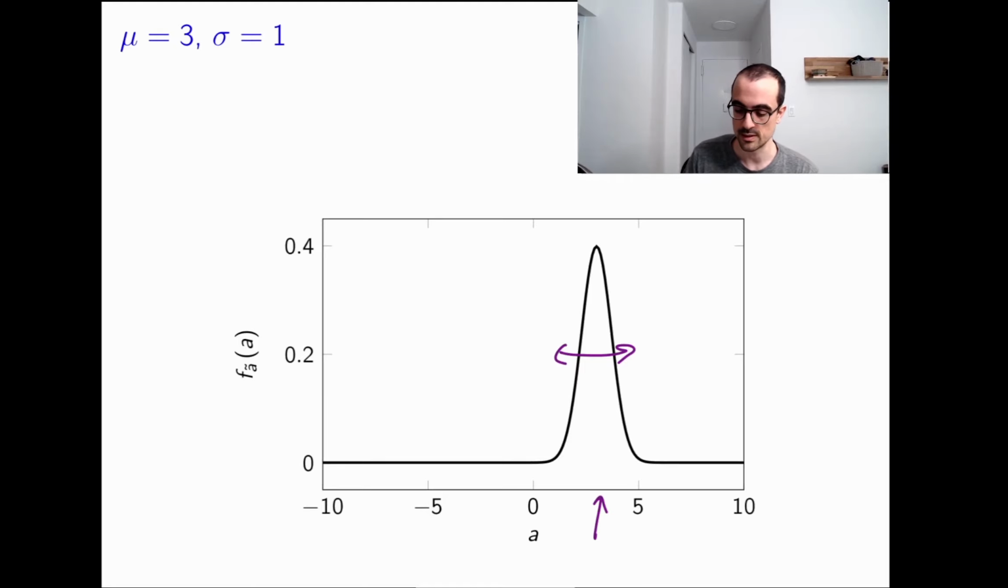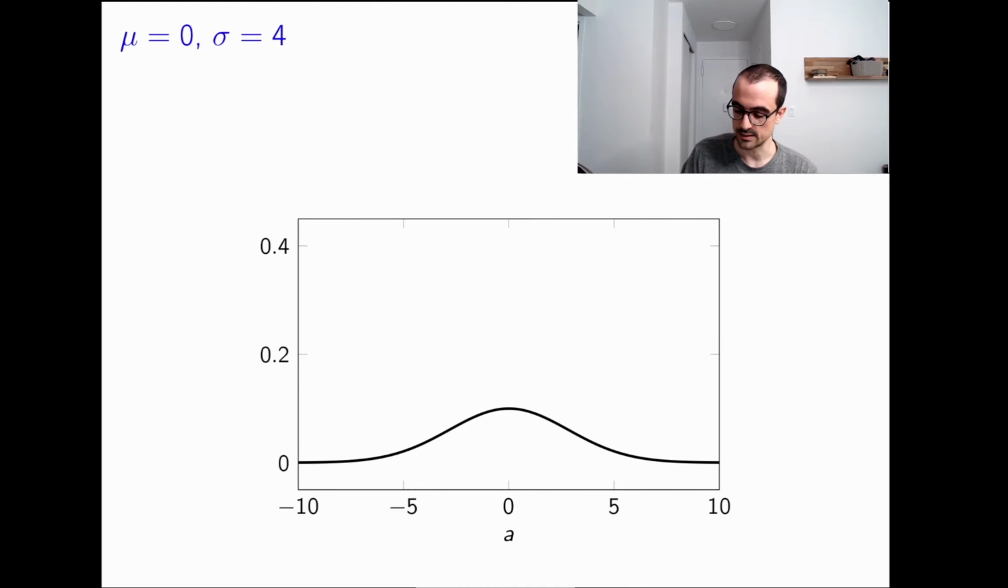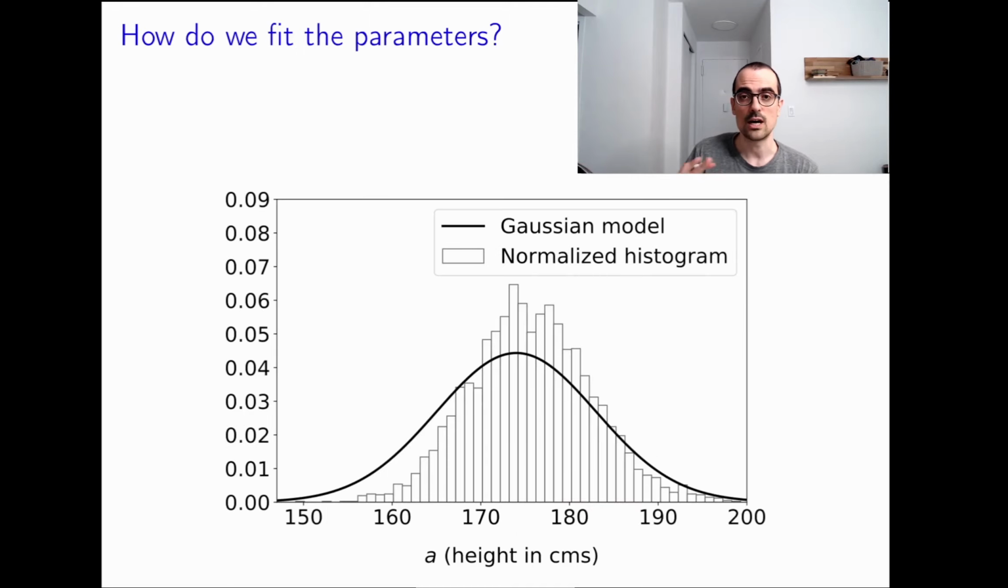Okay, so here the mean is 3, the standard deviation is 1. Here the mean is -2, standard deviation is 2, so more spread out. Here the mean is 0, standard deviation is 4. Okay, so how do we fit the parameters of a Gaussian distribution?